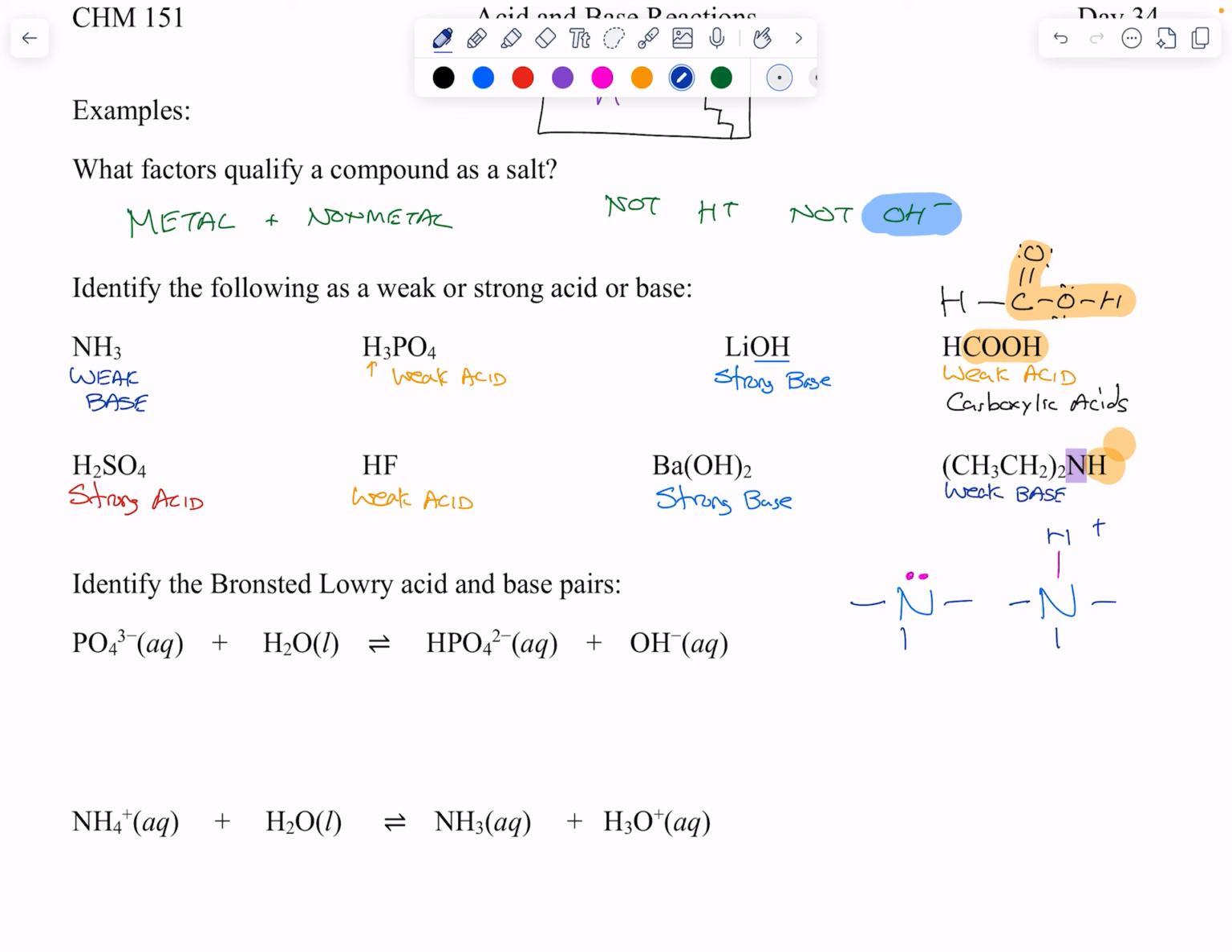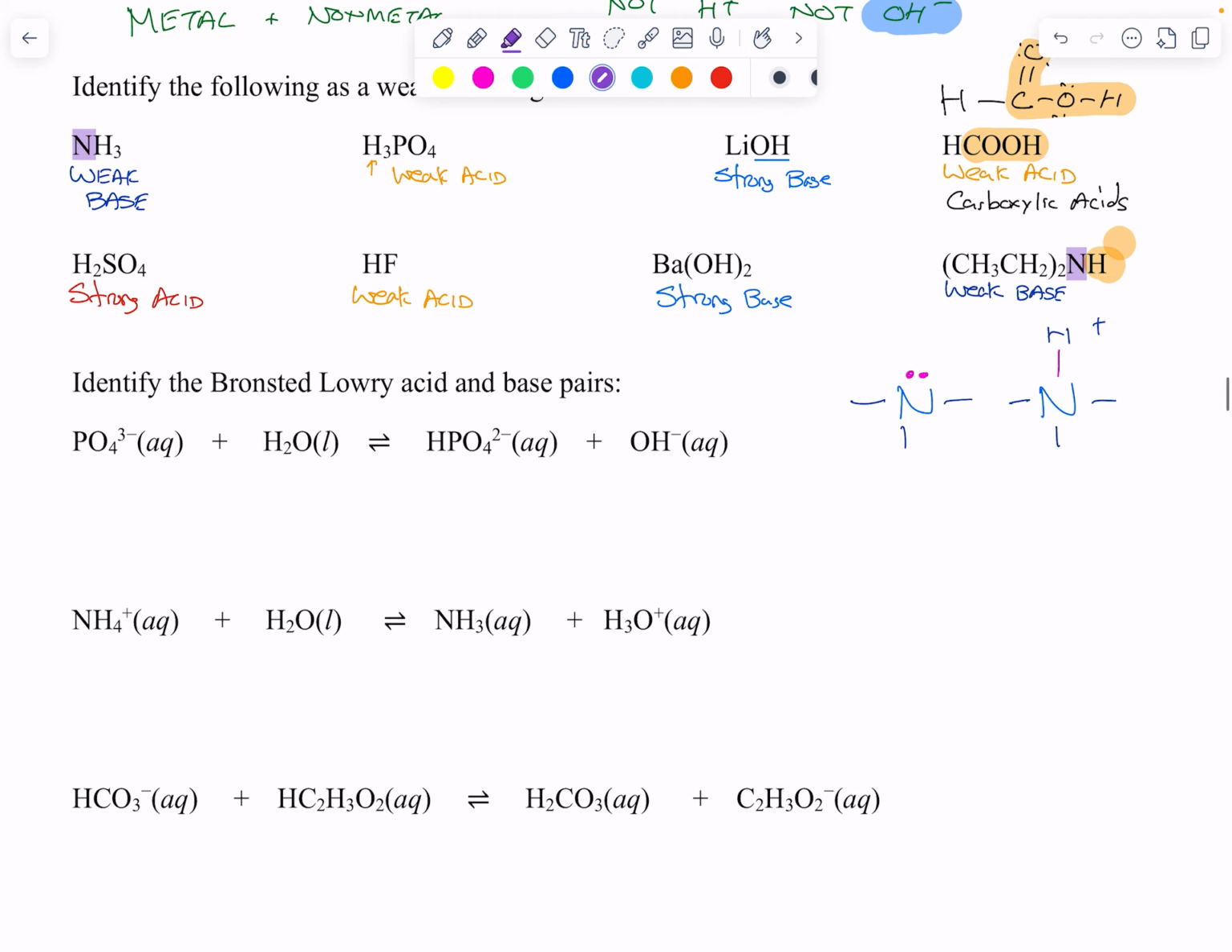And nitrogen is your key, because that nitrogen, it's the same thing over here with this nitrogen. I didn't want to do all that. This nitrogen here, same thing. That's your key. It's nitrogen, and does that nitrogen have a lone pair?